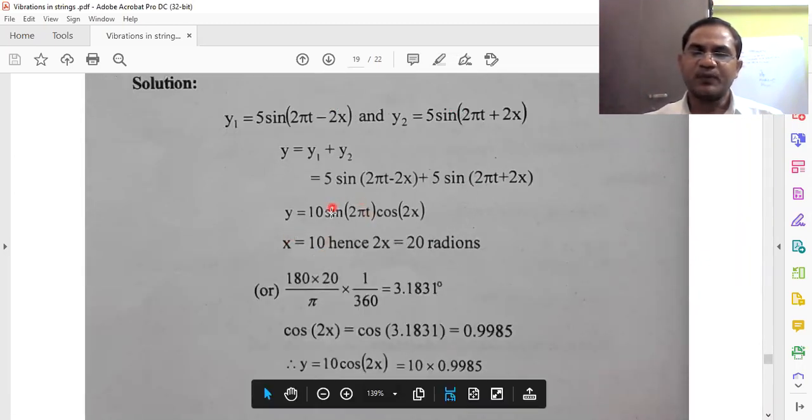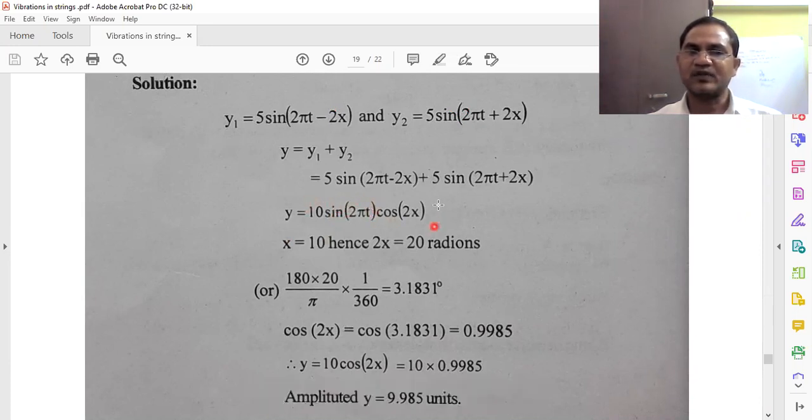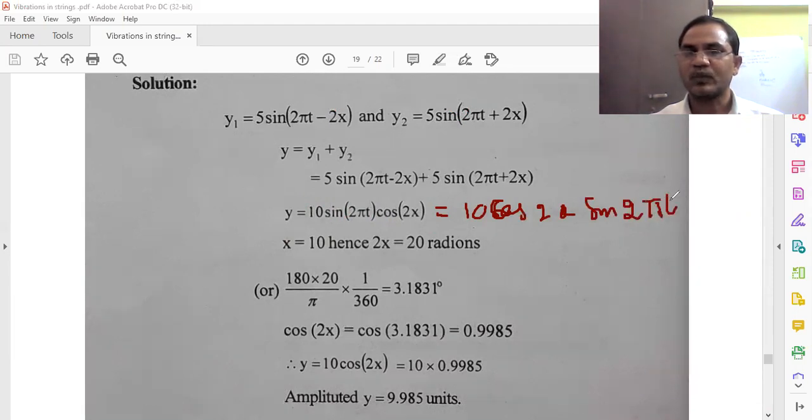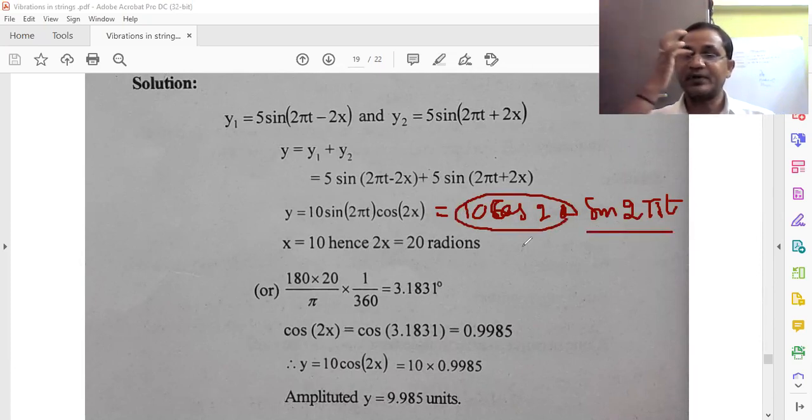Here we have sine 2 pi t, and the remaining term is 10 cos 2x. Just modify this: 10 cos 2x into sine of 2 pi t. So the coefficient of the sine function term represents the resultant amplitude.